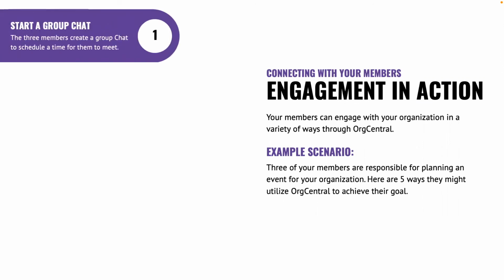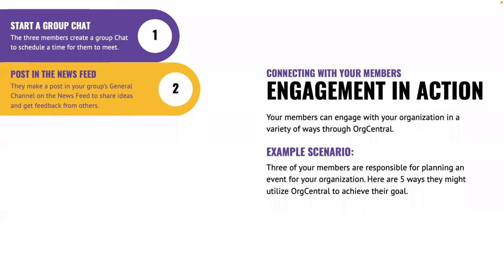The 3 individuals might decide to start a group chat to help them plan a time for them to meet. They may also want to make a post in the news feed to share their event ideas and get feedback from the rest of your members.